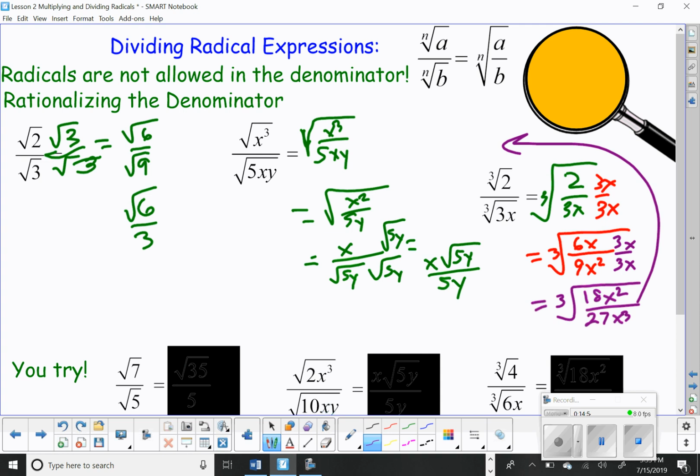That I can do, and I now get the cube root of 18x squared over 3x.